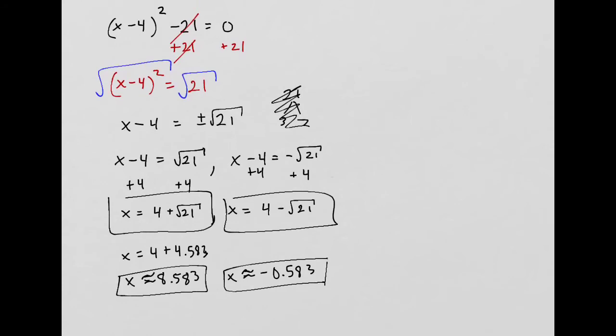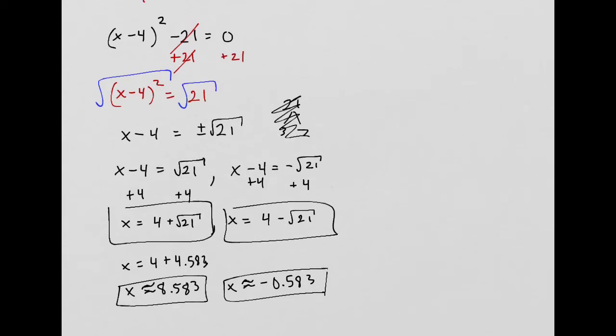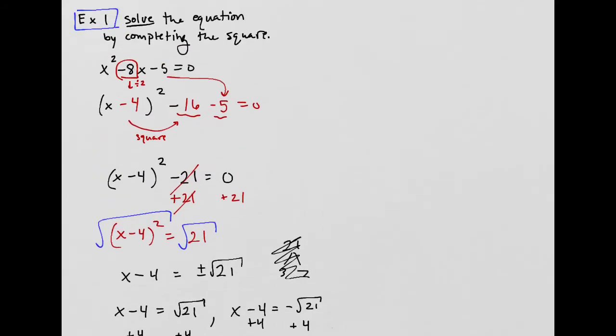That's fine. I want you to understand that this is not 21. It's the square root of 21. This is actually closer to 4 than it is to 21. But there you go. You can solve by completing the square. That's example 1. Let's do another one, huh? Let's do another one.